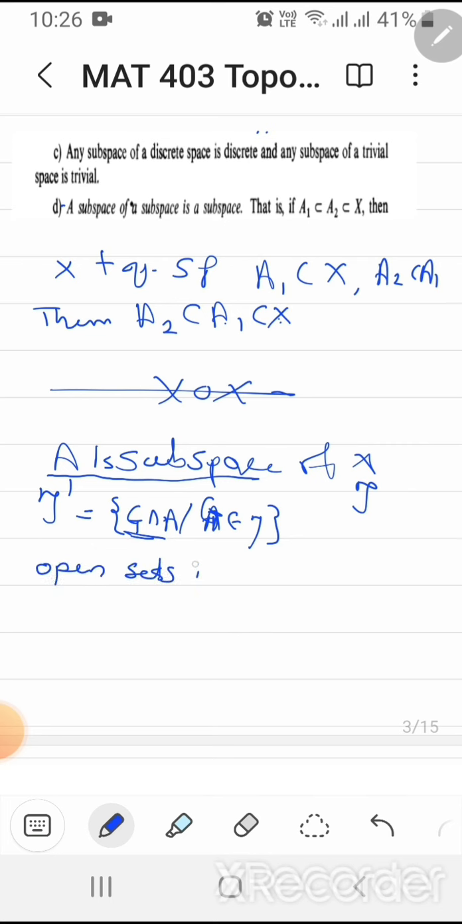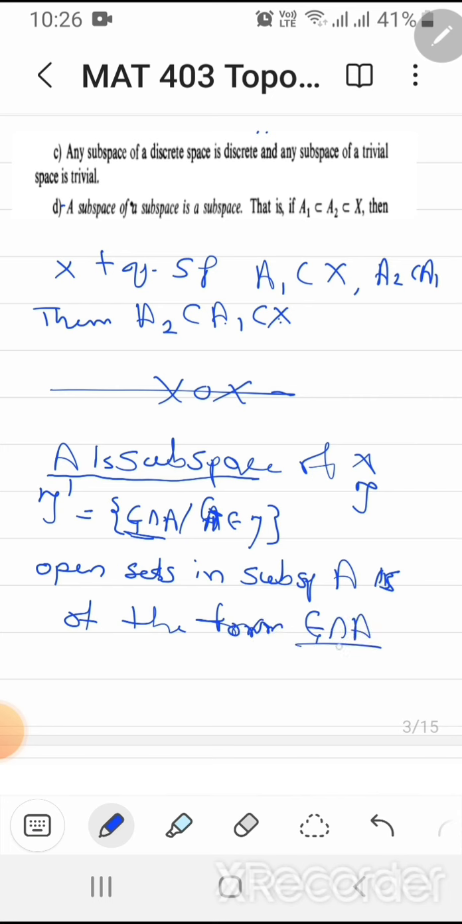That is, open sets in subspace A are of the form G intersection A. If we take an open set in A, it is of the form G intersection A. If we write closed sets of A, we can write again G intersection A. If we take neighborhoods of X, then we can write neighborhoods of A again of the form G intersection A. And if we take a base in X, similarly we can take a base in A as G intersection A.